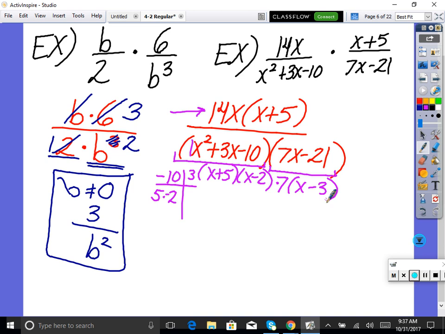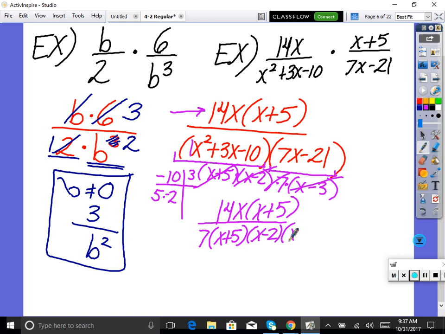Now this always gets people. I highly recommend just rewriting the whole factored answer here. So rewriting it, we have a 14x on top times x plus 5. And on bottom, now that we've factored this completely, look at it. It's all multiplication. Couldn't I put the 7 in front? So let's do that. 7, x plus 5, x minus 2, and x minus 3. And now look, I've rewritten the entire factored answer so that we can then look at it easily and not miss anything.